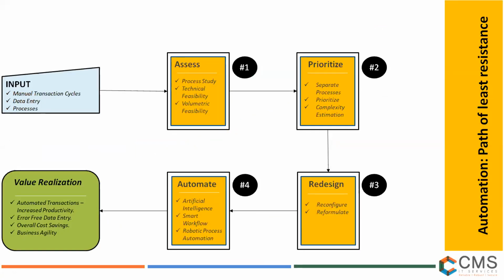Having done the architecting of the solution, the next step is the automation of key processes, and that should follow what we call a path of least resistance. In each process, let's arrive at the ideal combination of robotic process automation, smart workflow, and artificial intelligence capabilities.